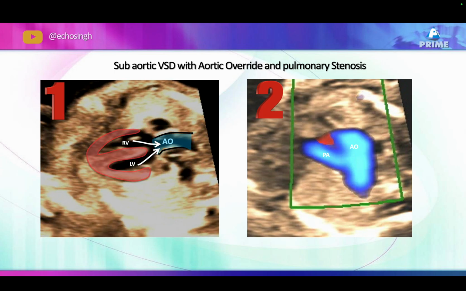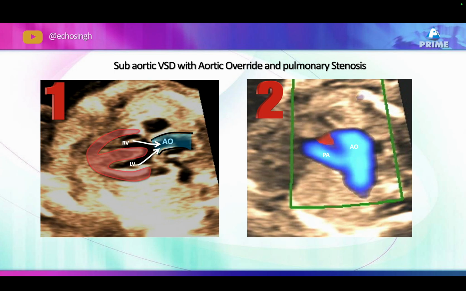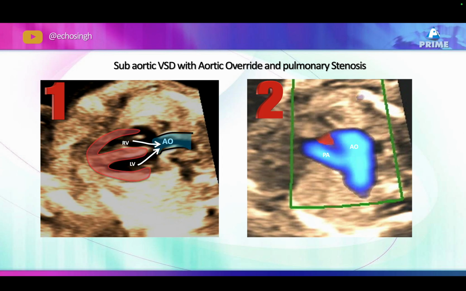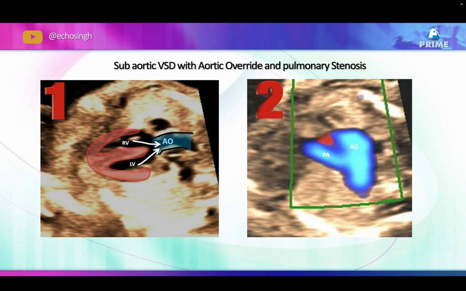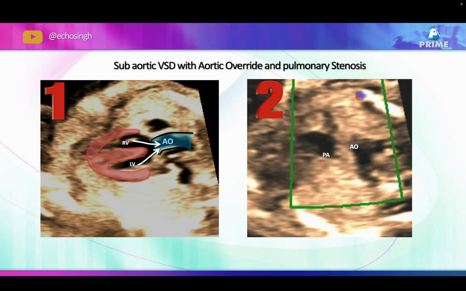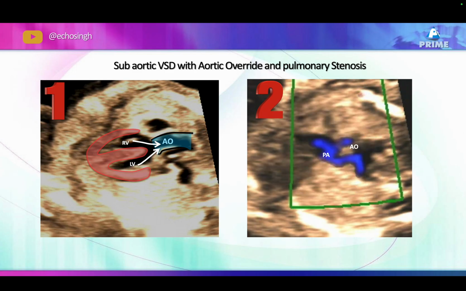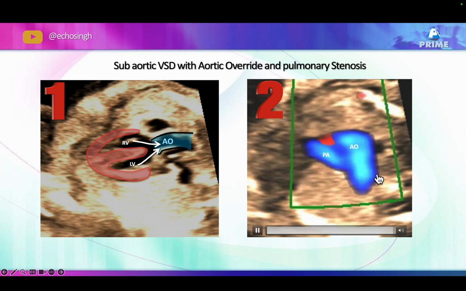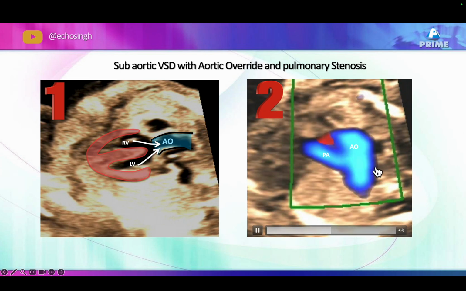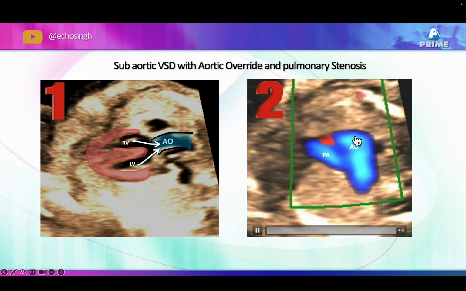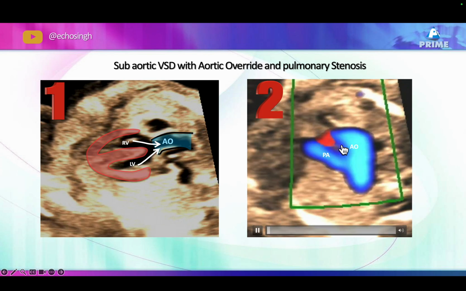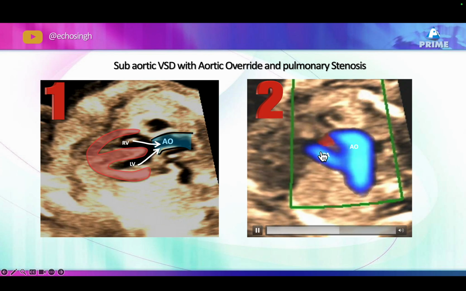And once it's overriding, obviously the blood from both right ventricle and left ventricle would enter the aorta. Now the second component, one is override, second component is small pulmonary artery. Now in this video of a three vessel view, you see this is superior vena cava, this is the trachea, and you have an aorta which is larger than pulmonary artery, and PA is about 60% of that of an aorta. So this indicates what?